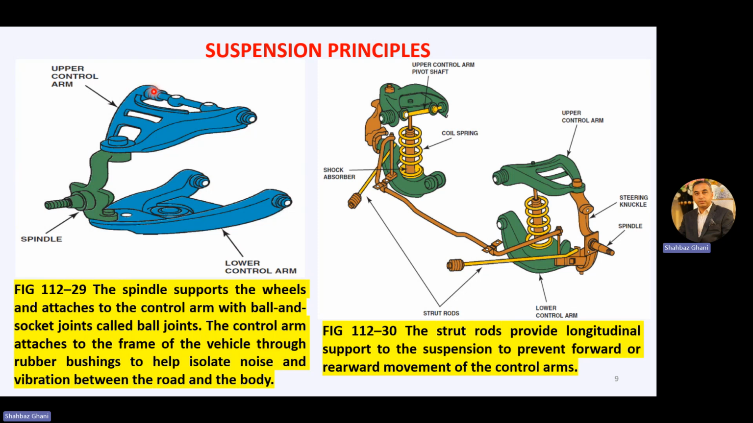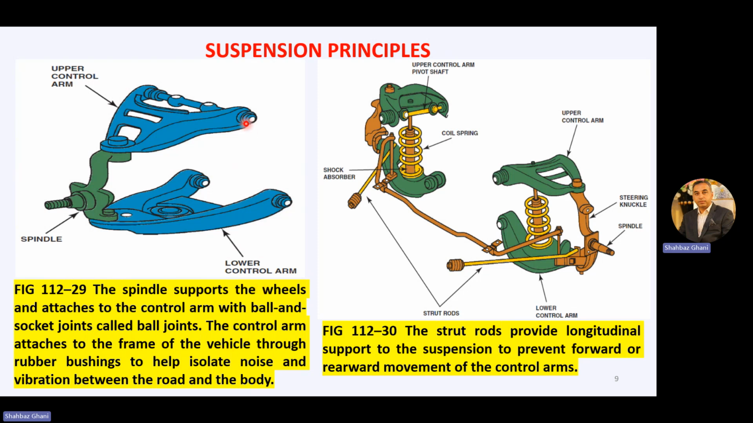Then this control arm is attached to the frame of the vehicle through the rubber bushings to help isolate noise and vibration between the road and the body. Remember one thing, whenever two metal parts are joined together, we have to have some rubber bushing or some material inside it to minimize the noise or wear property there.